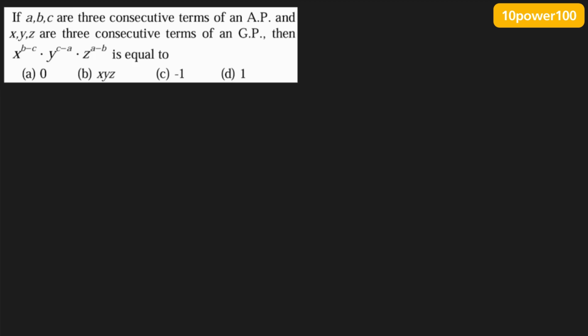Next question: if A, B, C are 3 consecutive terms of an AP and X, Y, Z are 3 consecutive terms of a GP, then x power b minus c into y power c minus a into z power a minus b is equal to. Okay, very simple sum. Here they are saying A, B, C are in AP, and X, Y, Z are in GP, geometric progression. So now we are going to assume some values. Since A, B, C are in AP, I'm going to consider A value is equal to 0, B value is equal to 1 and C value is equal to 2. So the common difference between them is 1. So it is an AP series.